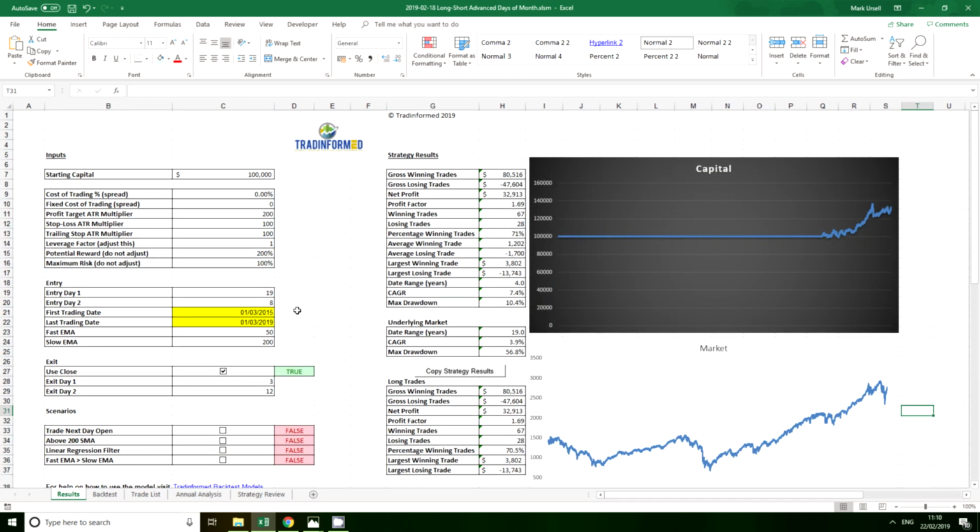Now, in the next video in this series, I'm going to be looking at this spreadsheet in much more depth. I am going to be looking at some different scenarios. I've already programmed these scenarios in, and we can see how this trading strategy could maybe be improved, or what we can do to at least understand it on a deeper level.